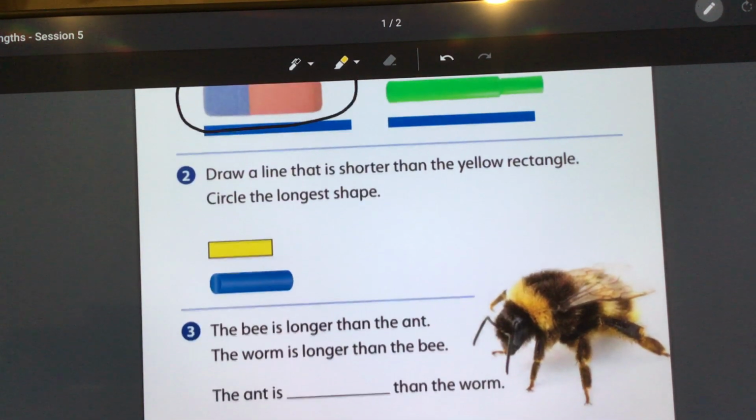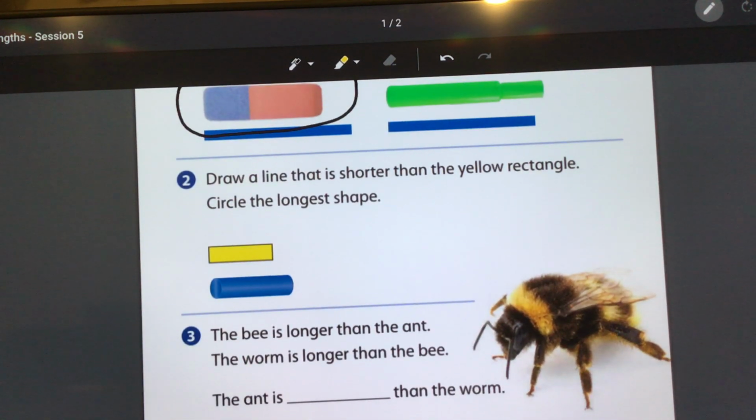Number 2, draw a line that is shorter than the yellow rectangle. Circle the longest shape. Okay, so we have two things to do. Draw a line that is shorter than the yellow rectangle. Right up here in this space, make sure you start at the same spot, and you're just going to draw a short line. It has to be shorter than the rectangle.